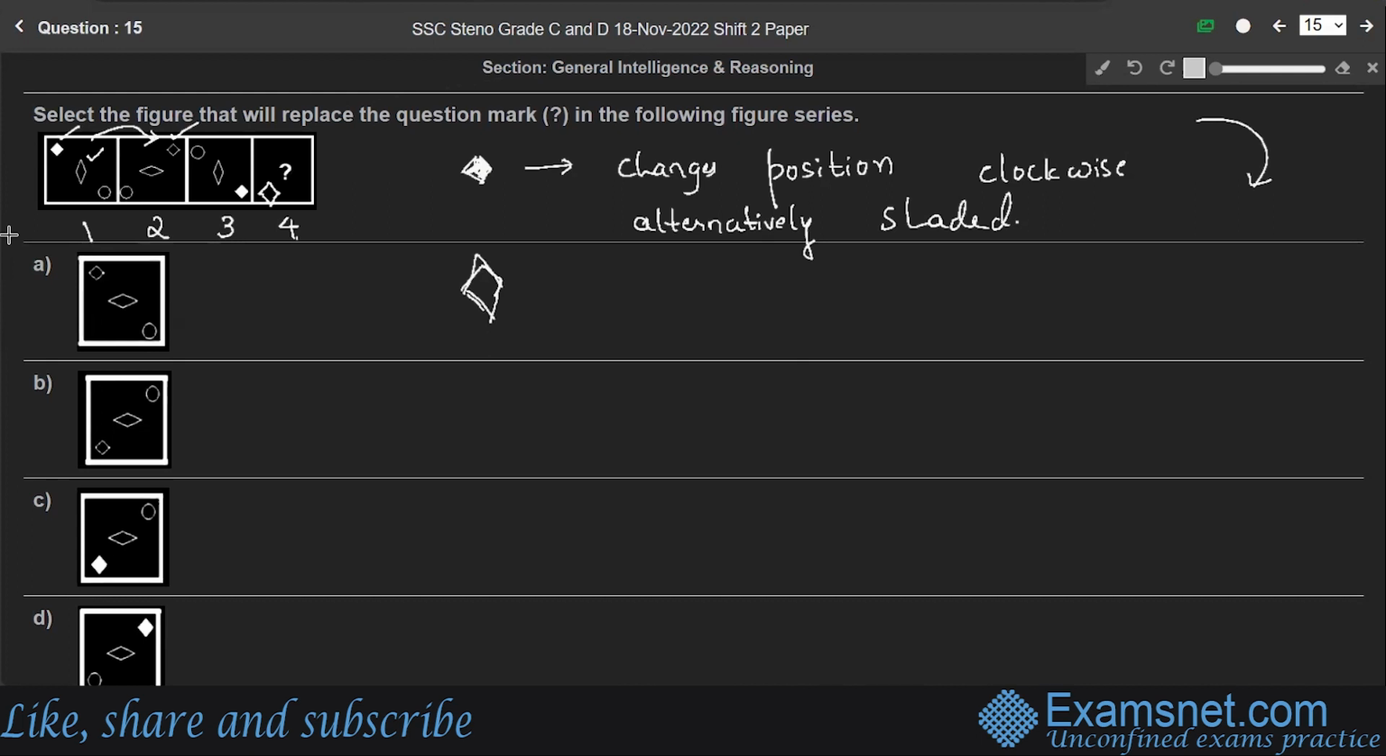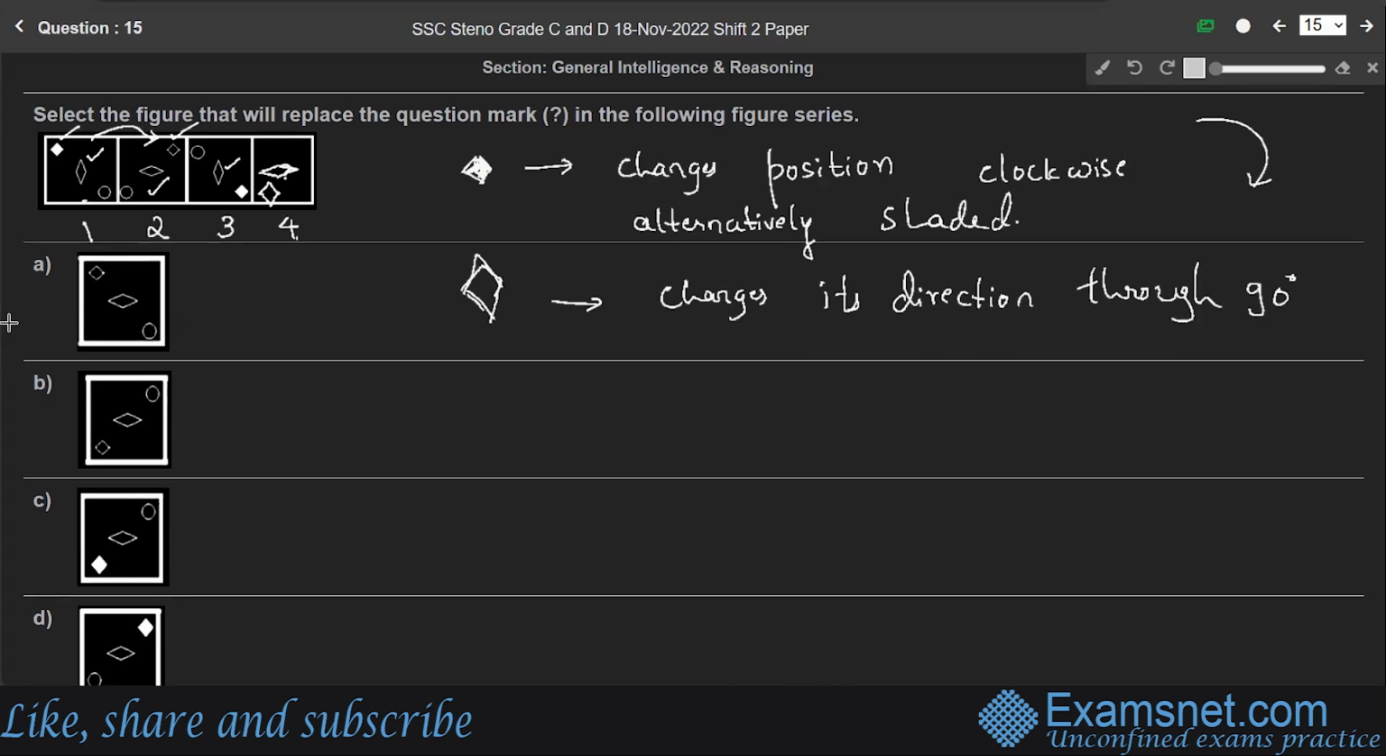So in the second figure, which is horizontal, again in the third figure, it is upright. Therefore, in the fourth figure, it should be horizontal, right? Therefore, only it is changing its direction. Its position doesn't change, only its direction changes, through 90 degrees. Therefore, in the fourth figure, it should be horizontal like this.